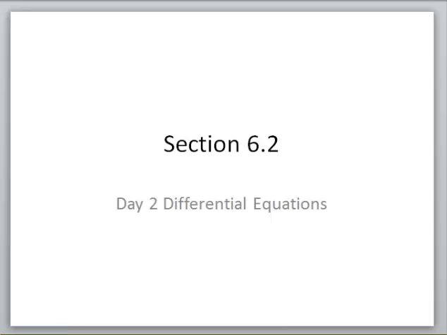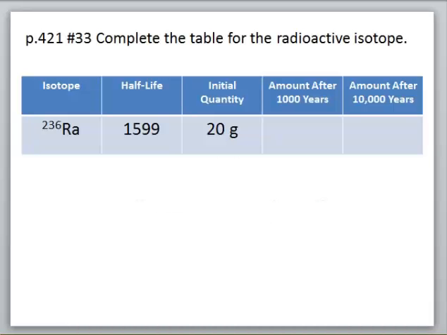The next thing we're going to go ahead and look at is completing the table. The way we're going to complete the table is we're going to be using half-lives. The formula we're going to continue to use is this y equals c e to the kt. I'm going to be able to determine a half-life due to the information that's here.